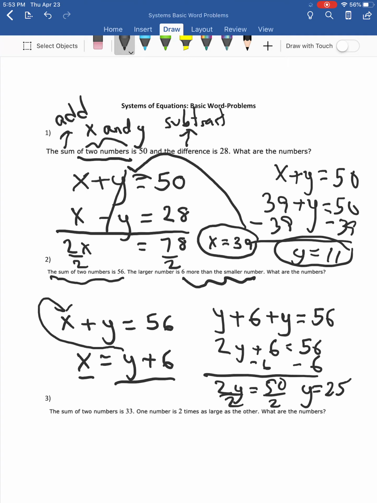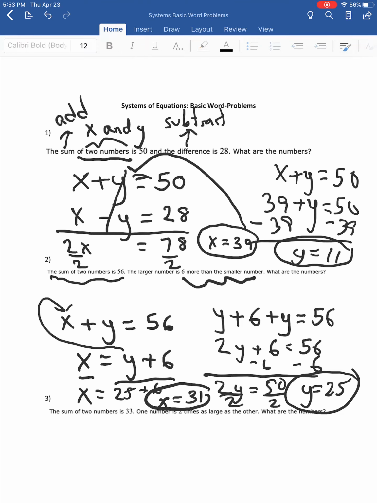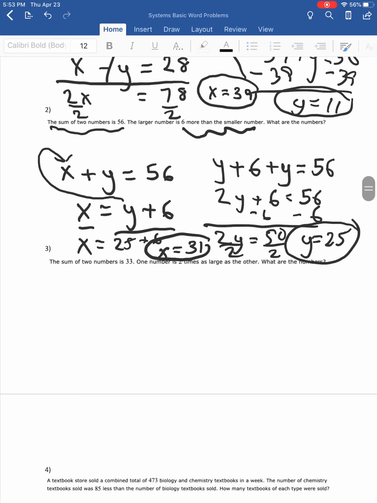And then substitute back. I'm going to substitute into the bottom equation. So x is going to be y plus 6. So 25 plus 6. x is going to be 31. Okay. So the smaller number would be 25. The larger number would be 31.